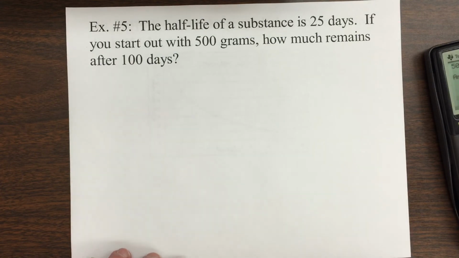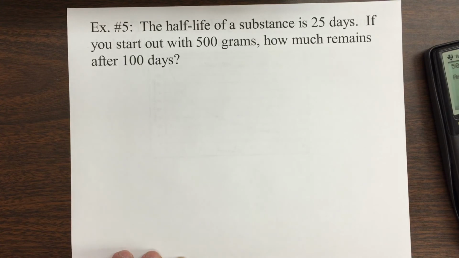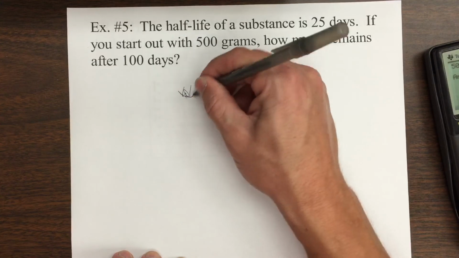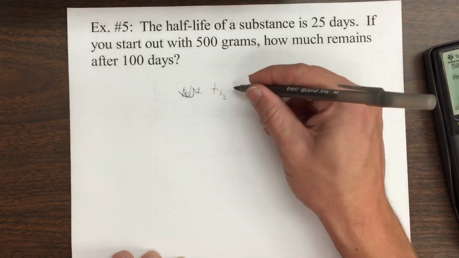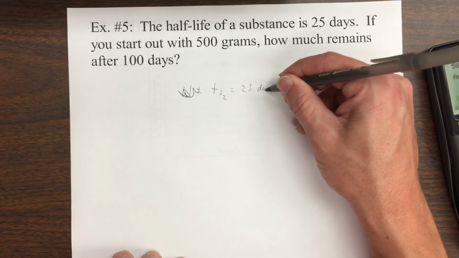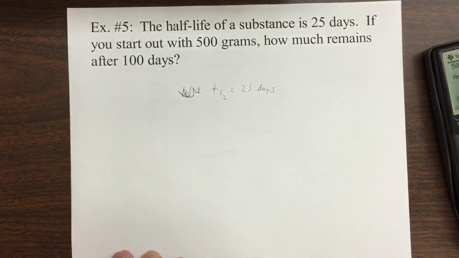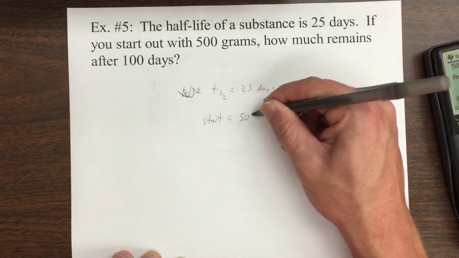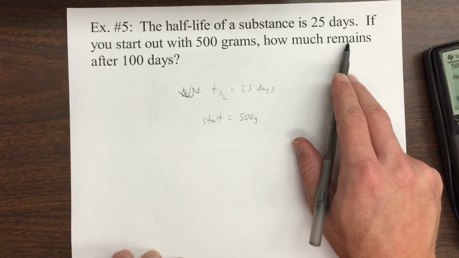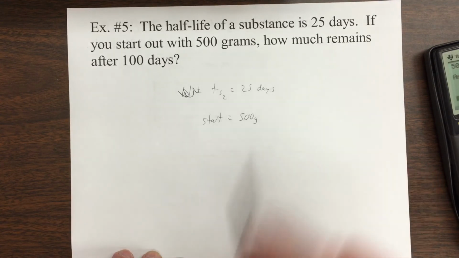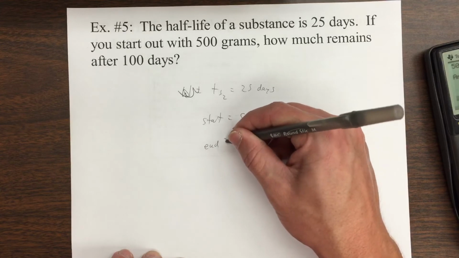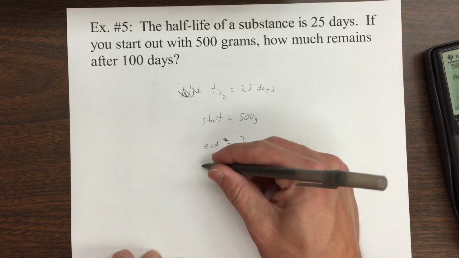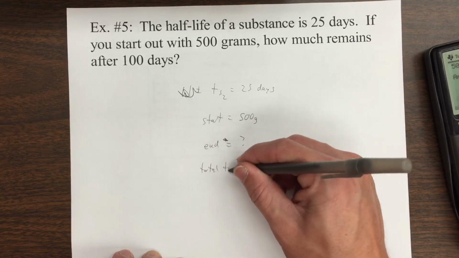Okay, finally a different example. Here I give you the half-life, telling you that it's 25 days. So half-life, represent that with our T1/2, equals 25 days. We're going to start with 500 grams. And we want to know how much remains after 100 days. So in this case, we don't know the ending amount. Ending equals unknown. We know that our total time is going to be 100 days.